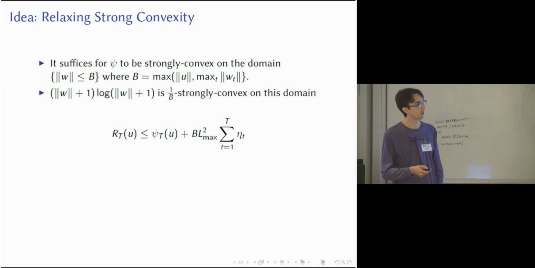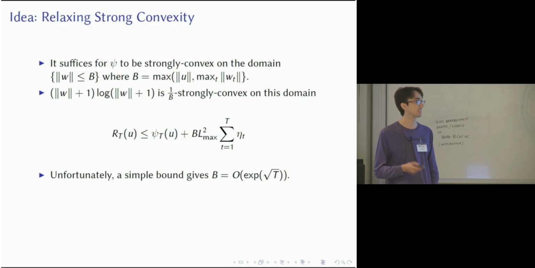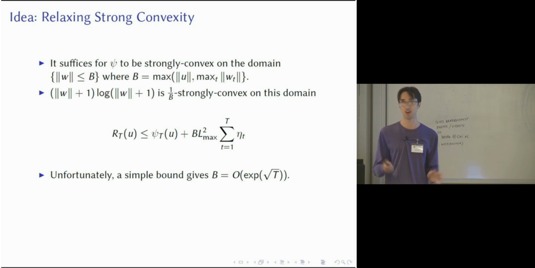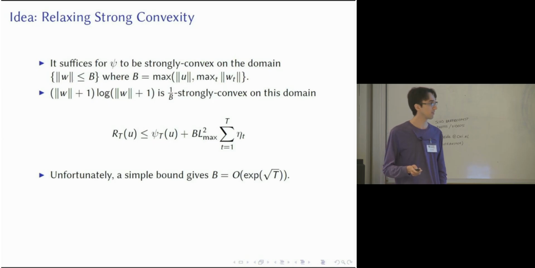This is still not good enough though, because we don't really know what B is. And just doing a naive bound on how big the w_t's are going to get over the course of your algorithm, you'll see that it's probably something like e to the square root of t, which is horrible, right? Square root of L_T over L_{T-1}, maybe I can handle. Square root of t is like off the charts bad. So we need to do something significantly more clever.